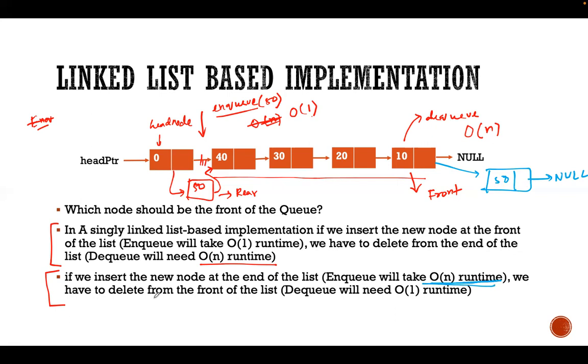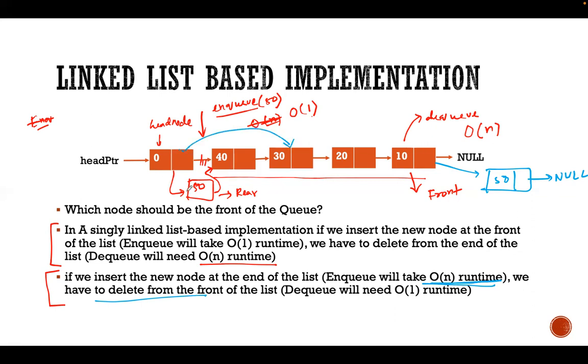But DQ will be easier because DQ means we are going to delete the front item from the list, the item that is pointed by the head node. So we can just follow the head node's next pointer, we can delete the front node, and we can just take care of the next pointer of the head node.